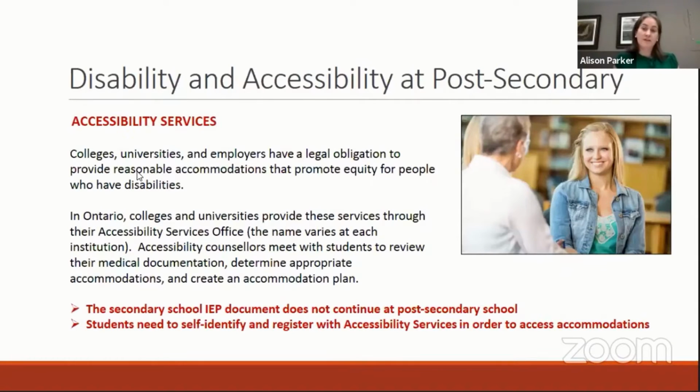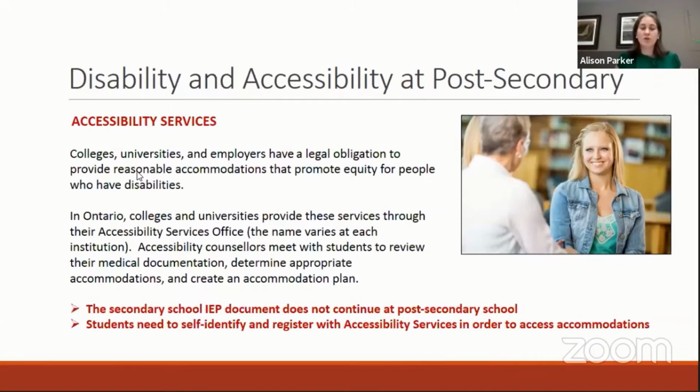In terms of providing accommodations at post-secondary, every school in Ontario will have an accessibility services office. They all have different names, either accessibility services or disability center or something like that, but they all provide similar services. How it works is that students will need to make an appointment for an intake with the Accessibility Services Office at their school. Then they'll meet with accessibility counselors or advisors to go over their disability documentation, to determine appropriate accommodations and make a plan to see that through.